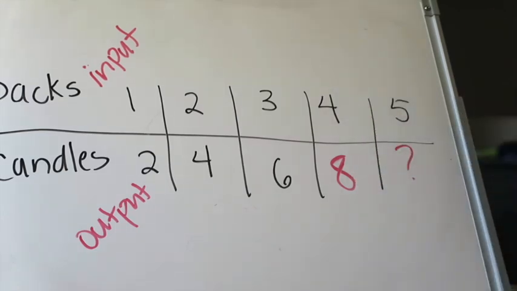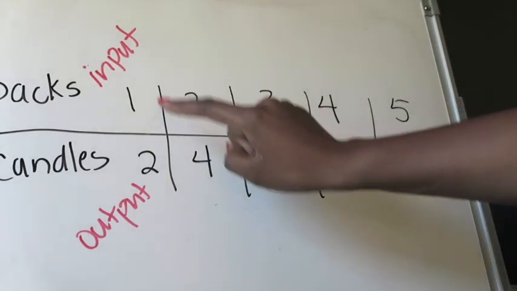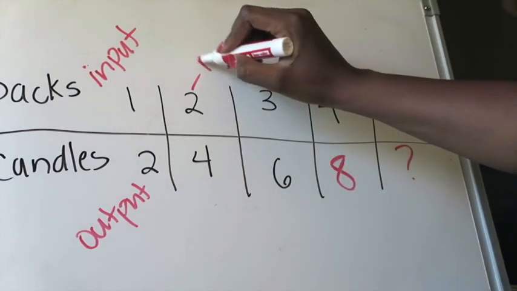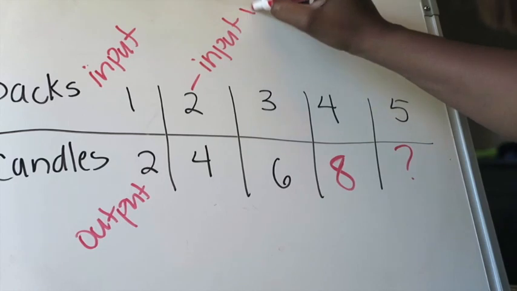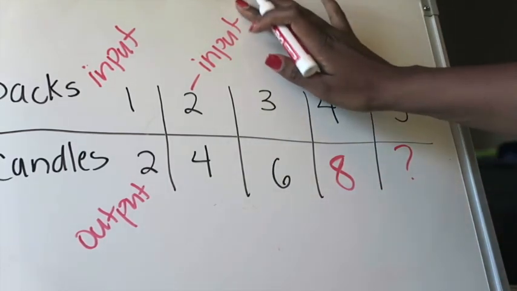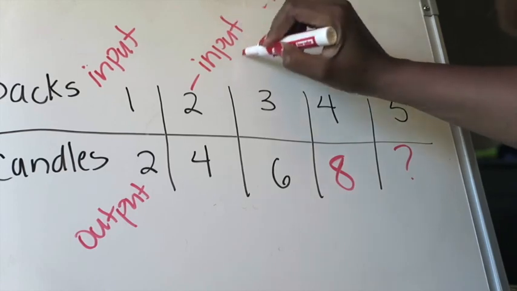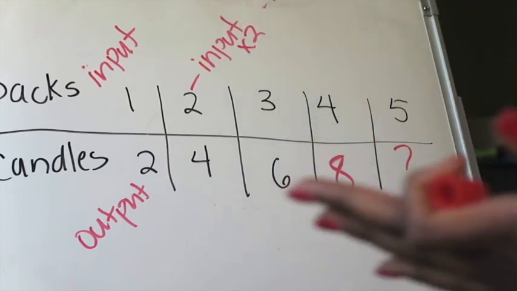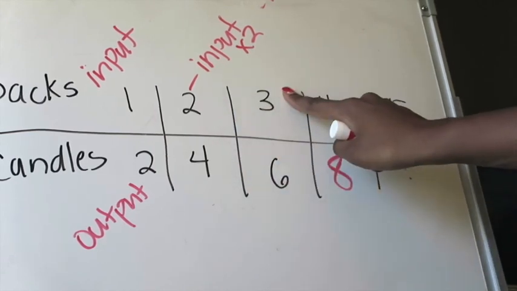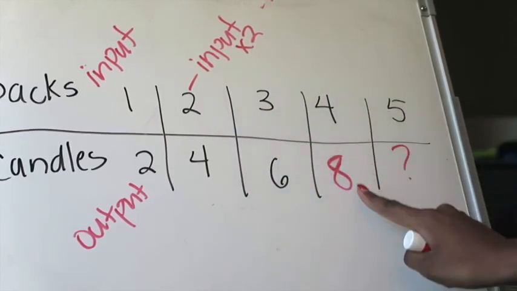Another way to say that is the relationship between your input and your output is you're gonna take your input and you're gonna multiply it by 2. So whatever your input is, multiply by 2. Let me make sure you guys can see that. So input times 2. 1 times 2 is 2. 2 times 2 is 4. 3 times 2 is 6. 4 times 2 is 8.